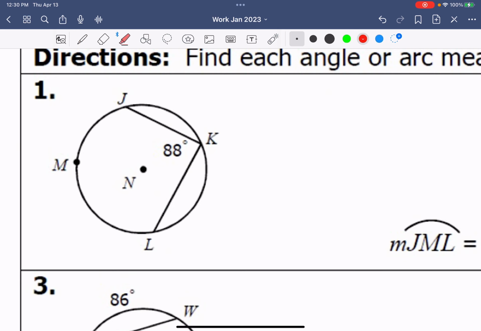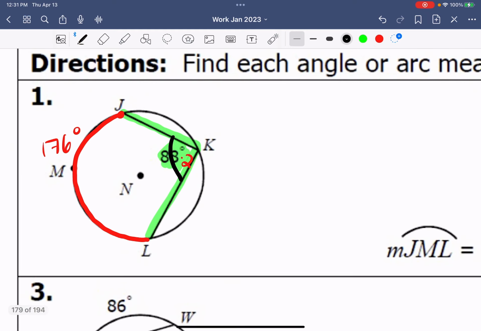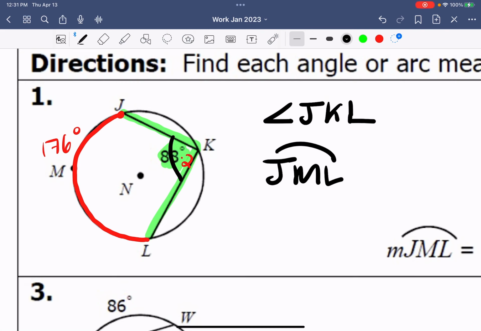If we come back here, we have this angle JKL and it's 88 degrees. That's how much the space is from this line to this line. And then they're asking us JML. So you would just multiply by 2, and whatever you get would be your answer. 88 times 2, 176 degrees. That's how it works. There are different notations. For the green one, it's called angle JKL, and for the red one, it's arc JML. Notice the difference: this one has an angle and this one has an arc.